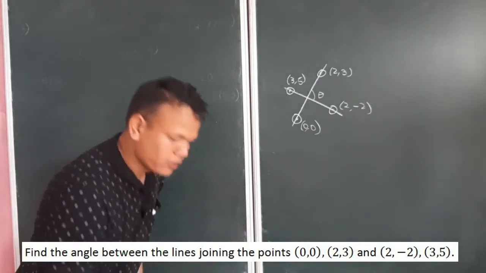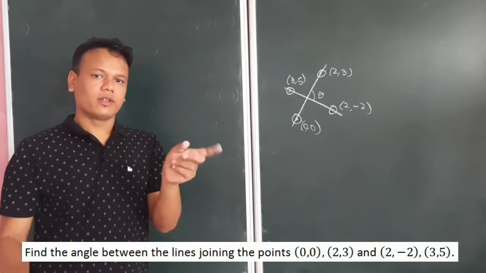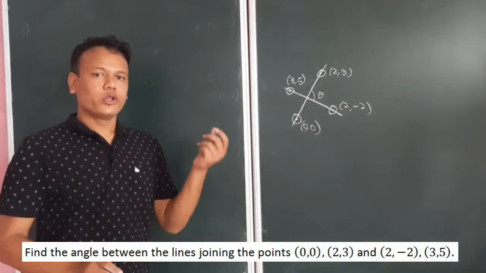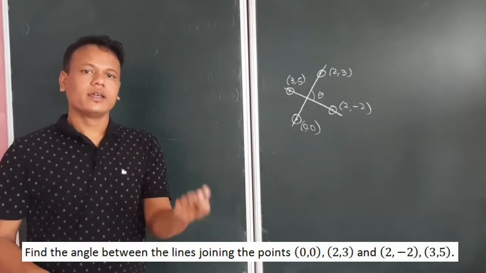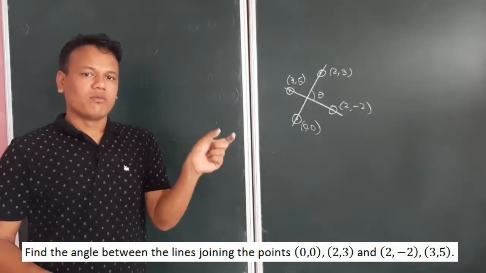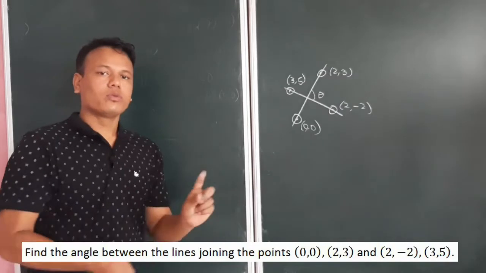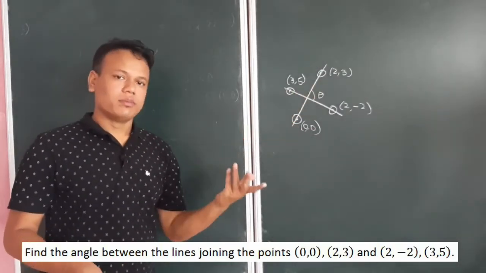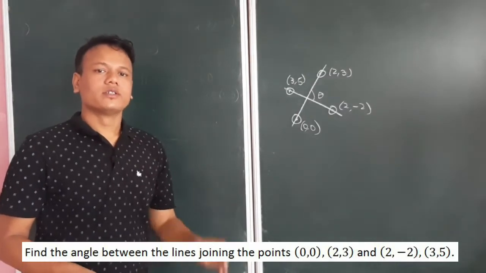The formula for calculating the angle of intersection is tan theta equals modulus of (m1 minus m2) divided by (1 plus m1 m2). So in order to calculate theta, what do we need? We need the values of m1 and m2, that is the slopes of the two straight lines. Since the points are given to us, we will be able to calculate their slopes.